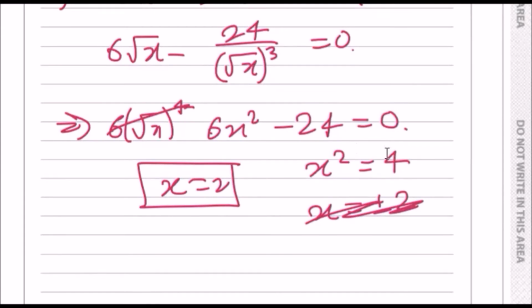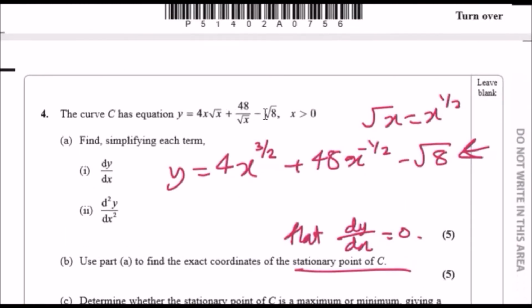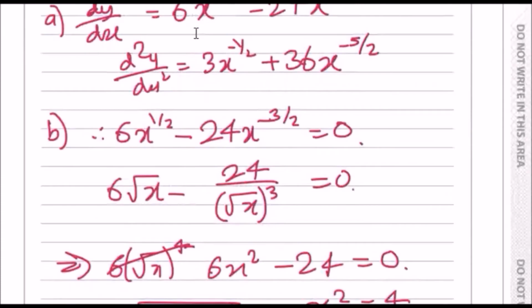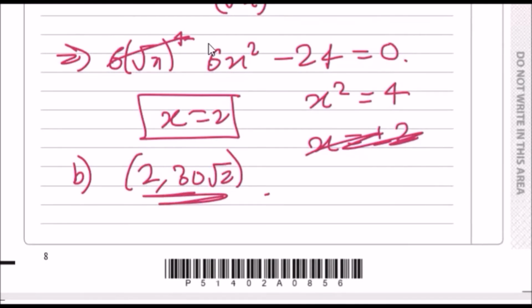And now to get y, just put that back into the y equation, which is over here. So it'll be, God, this is going to be crazy. So it'll be y equals 4 times 2 root 2, plus 48 over root 2, minus root 8. Whoa, that's intense. And then putting it on your calculator, you'll get exactly 30 root 2. So the coordinates in part B would be 2 and 30 root 2. Nice.